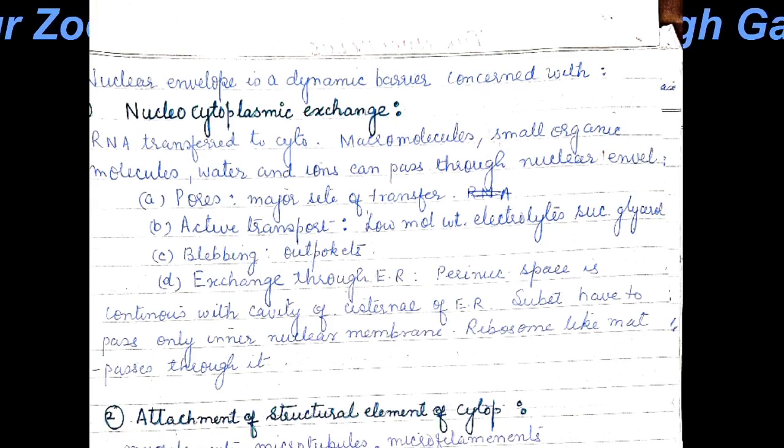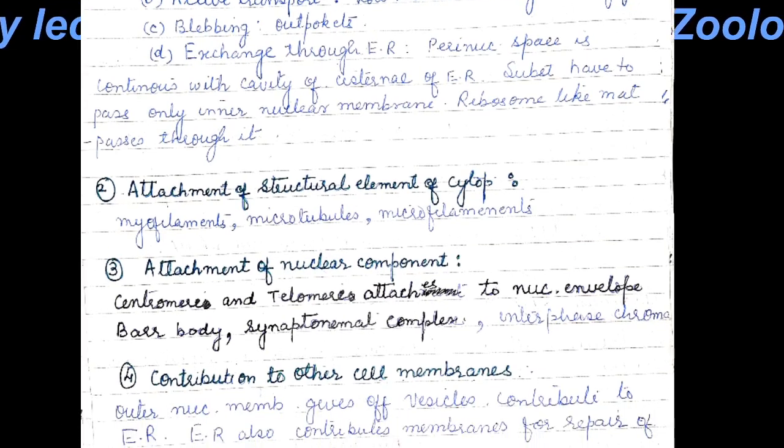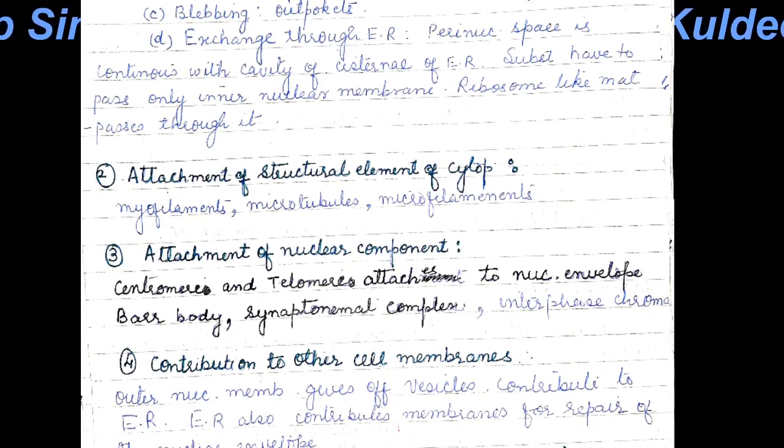Some material is also exchanged through the endoplasmic reticulum. As I have told you, some endoplasmic reticulum remains attached to the outer nuclear membrane and is found in continuity with it. The nuclear membrane also provides attachment sites to myofilaments, microtubules, and microfilaments. The nuclear envelope is also an attachment site for the centromeres and telomeres. The Barr body and synaptonemal complex also remain attached to the nuclear membrane.